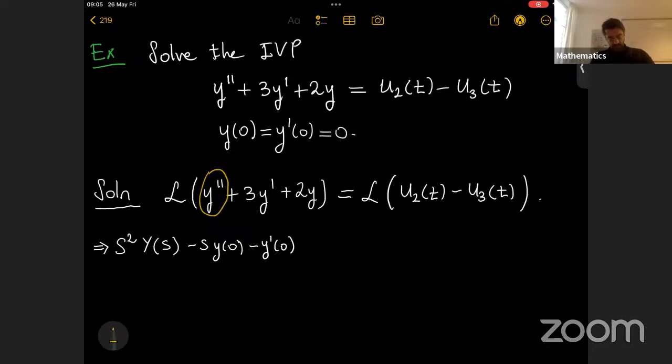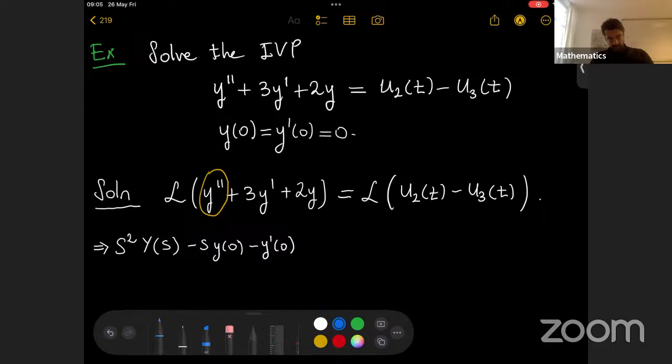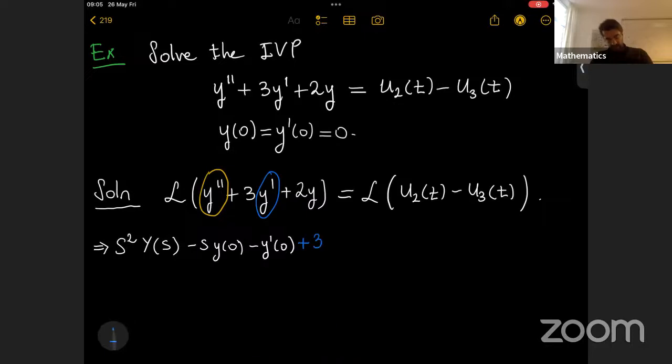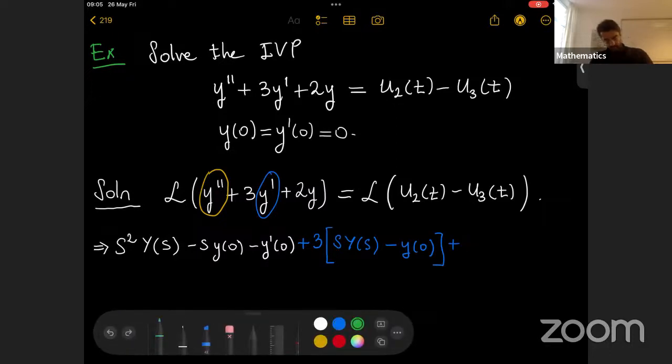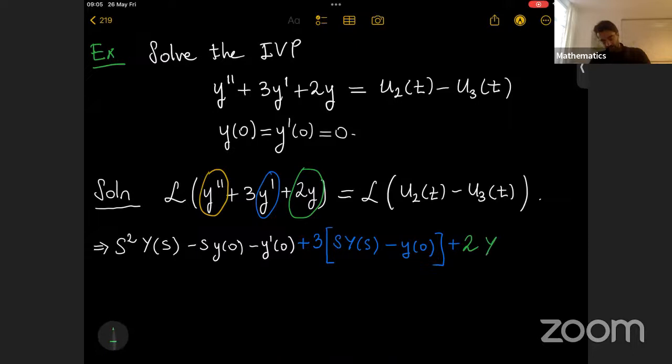Now we move to the y prime. It's going to be plus 3 times s times Y(s), minus y(0). Finally, 2 times Y(s). This is equal to the right-hand side.